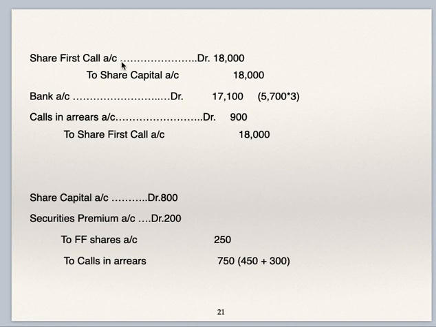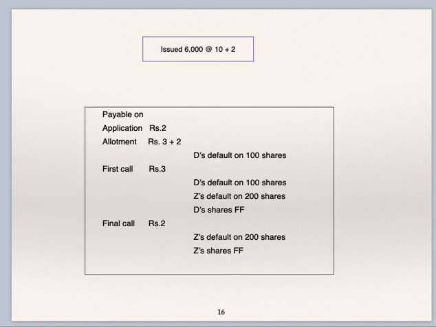First call money due. Share first call debit 18,000 to share capital 18,000. Bank account debit 5,700 into 3. Why? Because there is default in first call. First call, D's default on 100 shares, Z's default on 200 shares. So on first call, total default is on 300 shares.